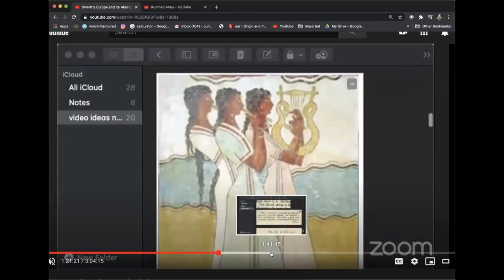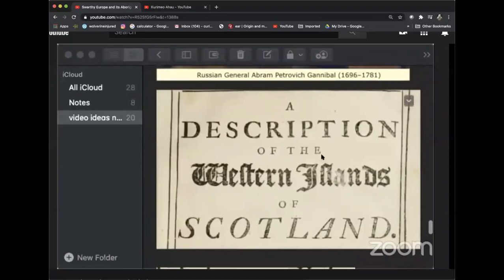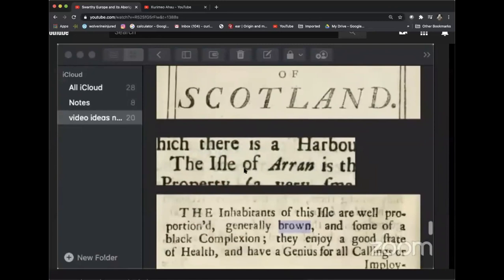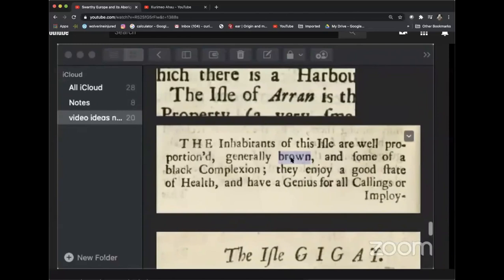All right, so we got this book, Description of the Western Islands of Scotland. This is a pretty old book, a primary source. It says here, the inhabitants of this isle are well proportioned, generally brown, and some of a black complexion. Brown and black complexion. The inhabitants of this isle, what isle? The isle of Iran.